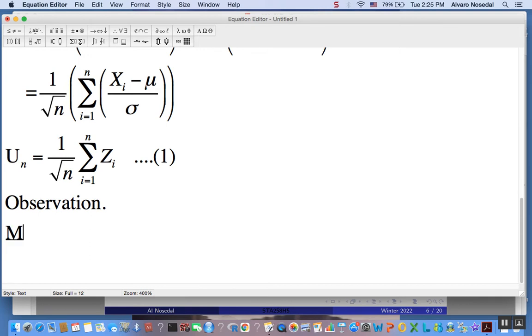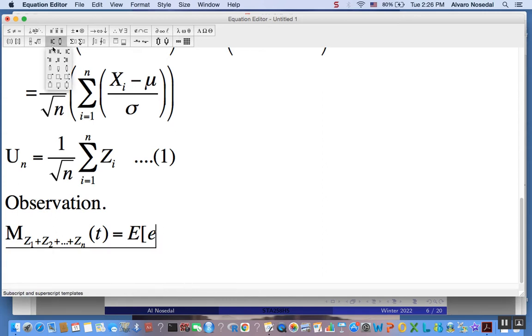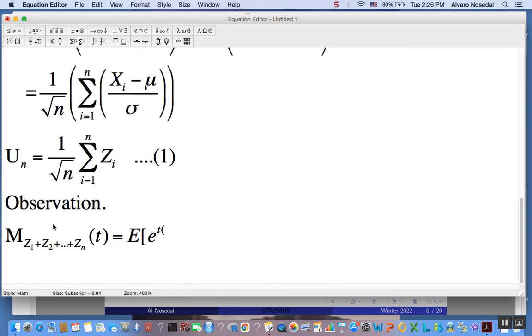If you want the moment generating function of a sum of random variables, say for instance something like this, z1 plus z2 plus dot dot dot plus zn, so if my random variable of interest was the sum of the zi's, then by definition the MGF is just e to the power t times my random variable of interest, which would be the sum of these guys.